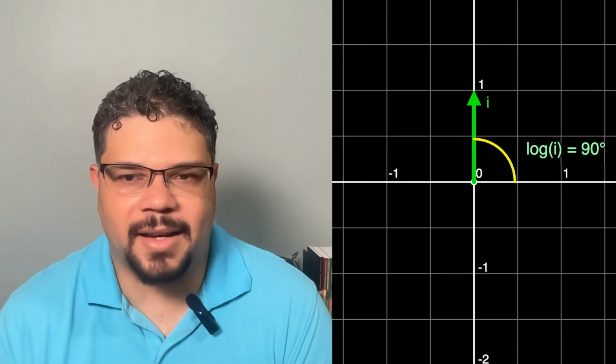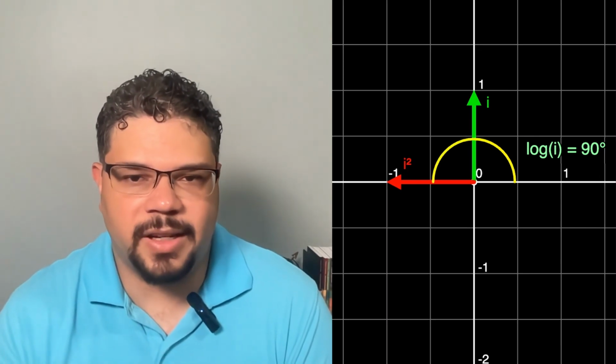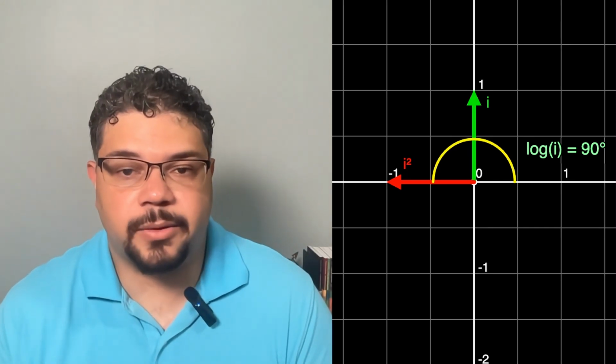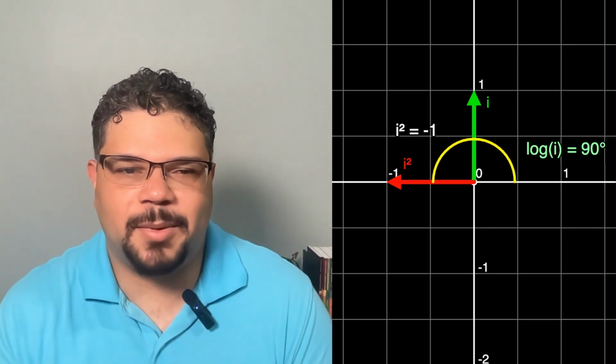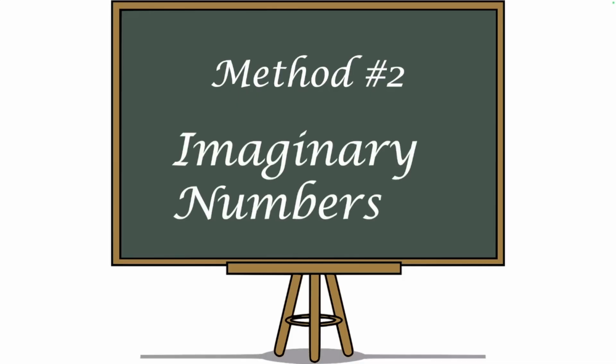Before moving on, let's try one more example. Coming back to the vector of length 1, pointing up the y-axis, let's rename it i. What do we get when we multiply this vector by itself? What's i squared? Well, i is 90 degrees from the x-axis, so multiplying i by i means adding another 90 degrees of rotation, leading to this resulting vector pointing left. So i squared is the vector pointing at -1. Hopefully this example starts you thinking about method 2, imaginary numbers.